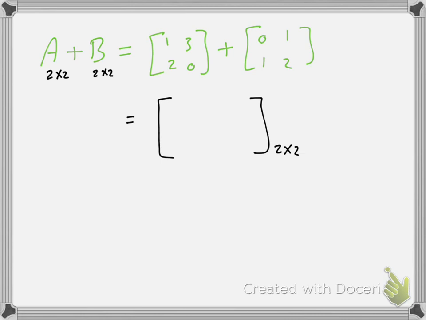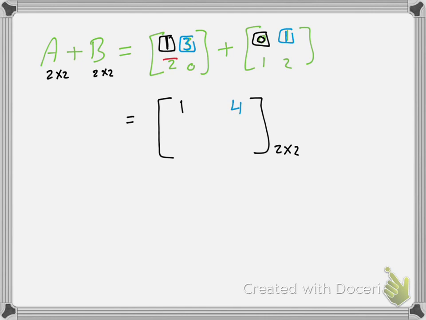I will try to add the corresponding numbers. This one corresponds to this 0. They have the same location. This is the first number and this is the first number. Then I should add them together. They will give me now 1. Again, I will add the second number, which is 3 here, to the second number, which is 1 here. When you add them, they will give you 4.